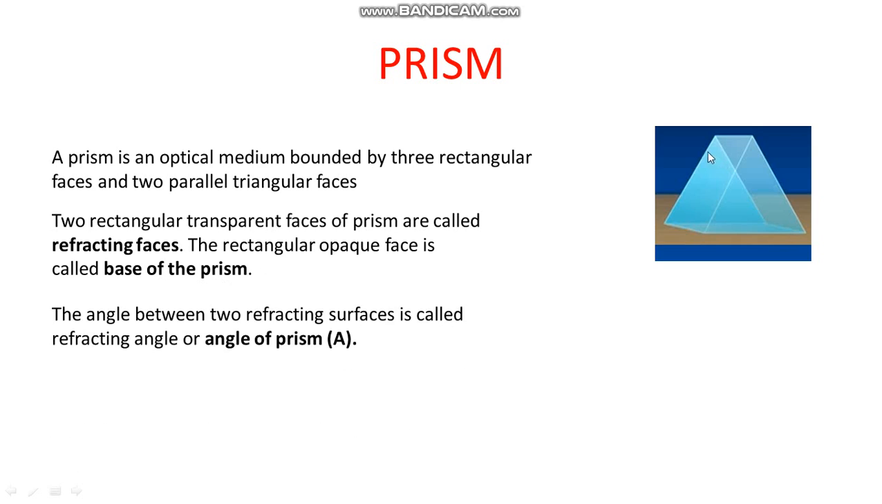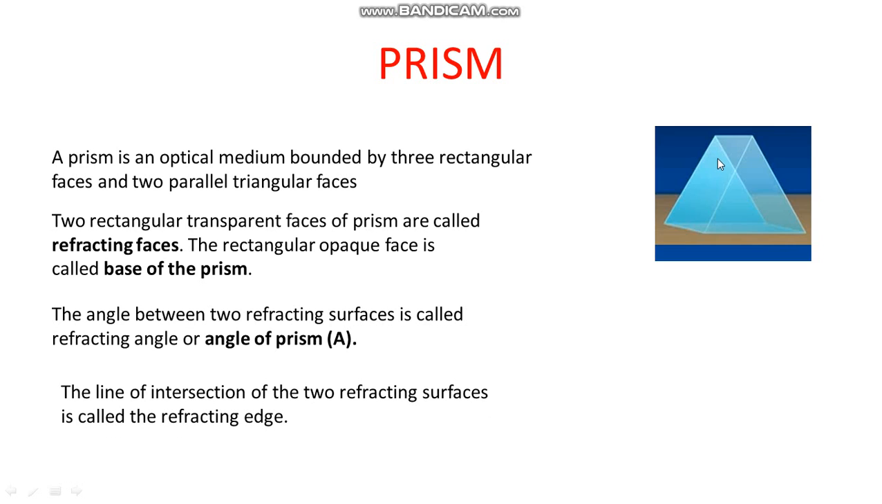Now one more important question here. The angle between two refracting surfaces is called the angle of the prism. A line where two surfaces intersect, that line we call the edge of the prism.